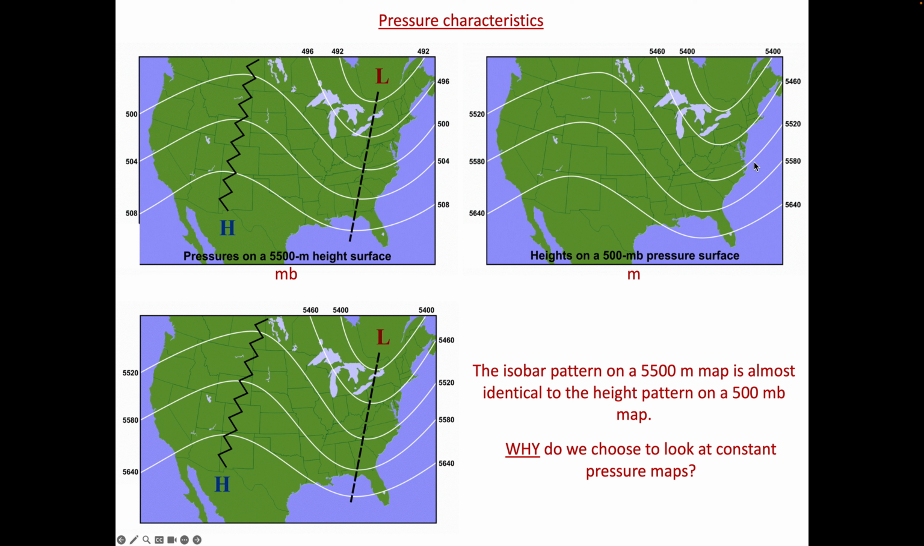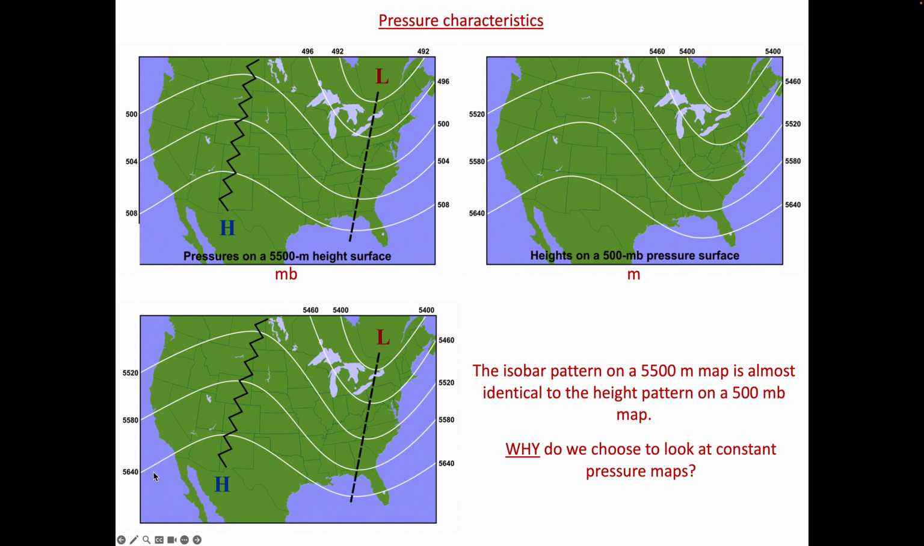So what we see here in these upper levels is that not only do we have pressure information, 500 millibars, but we also get some information about the mean temperature of a column from 500 millibars down to the surface, down to 1,000 millibars. All right, so we get this additional temperature information.